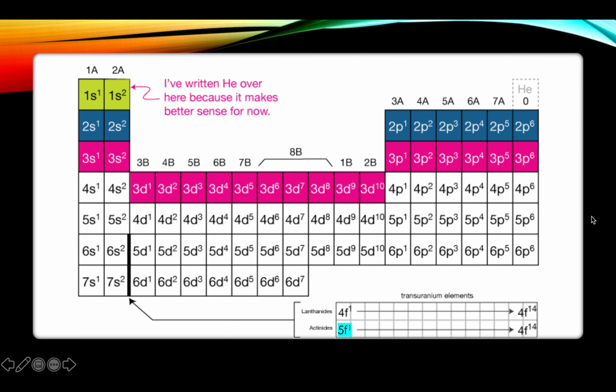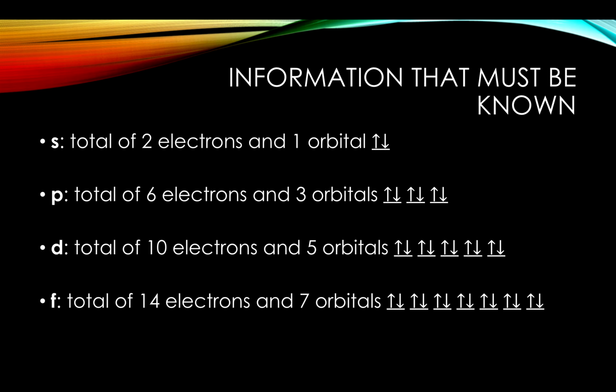So this chart may help you out. If you want to do any practice, I want you guys to pause the video and look over this chart and also go over any elements that you want to do as practice. So if we move on, the information that must be known: one is that there are four orbitals, which are S, P, D, F. You all know the location if we go back here.